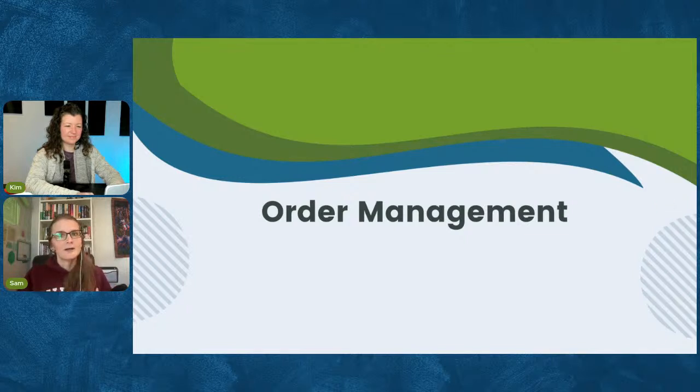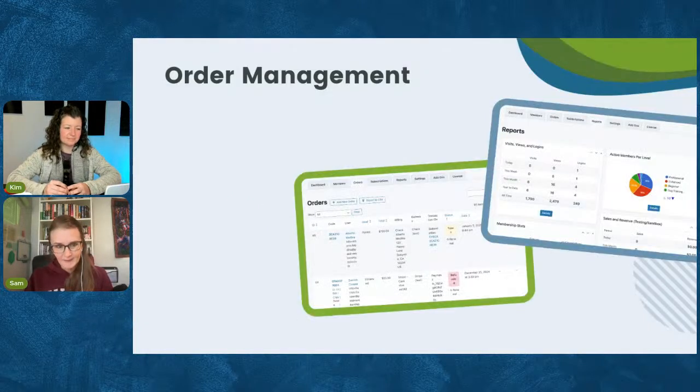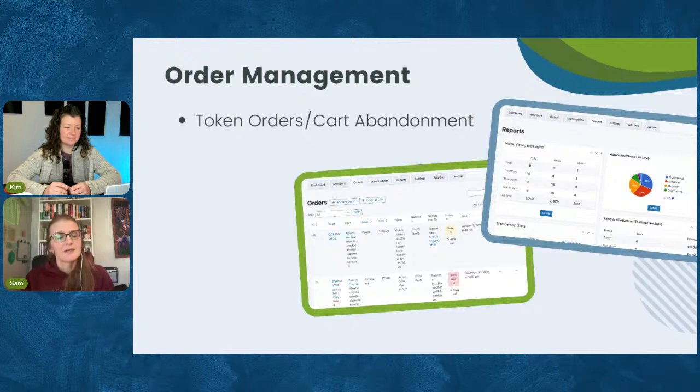Okay, so order management. Obviously, when a member checks out, you have orders, and there are going to be different aspects of the orders that need management. For the most part, we want it to be automated and everything just flows the way it needs to go. But there are some times where you're going to need a little bit of extra manual support. So different aspects of order management: token orders, or cart abandonment.